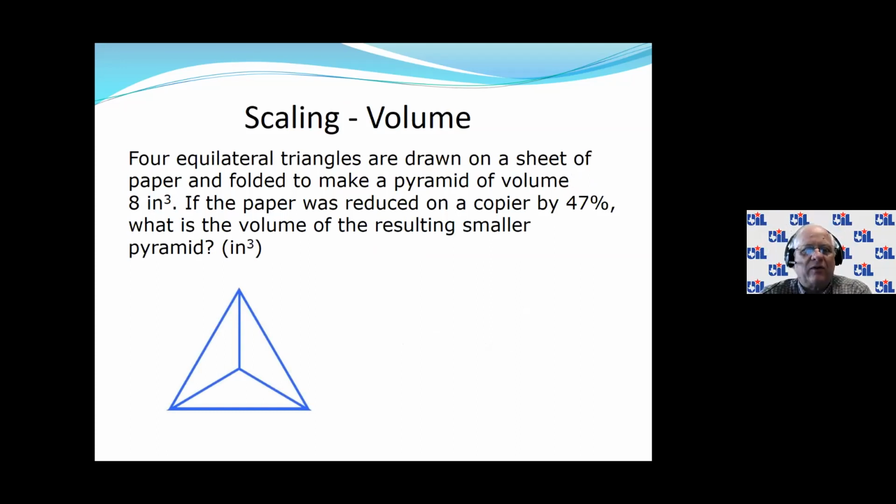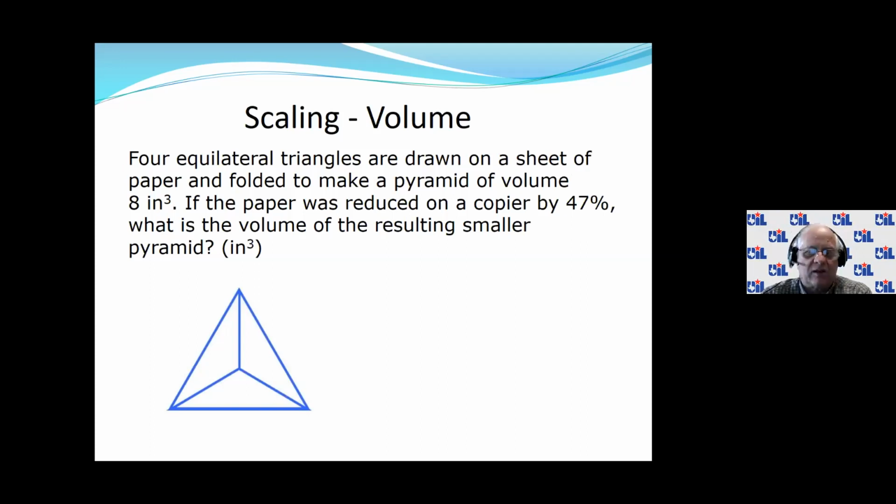So here's the one that deals with volume. I've got 4 equilateral triangles. I draw them on a sheet of paper and fold them up to make a pyramid. The volume of the pyramid is 8 cubic inches. If I reduce the paper size on a copier by 47%, what's the volume of the resulting smaller pyramid?